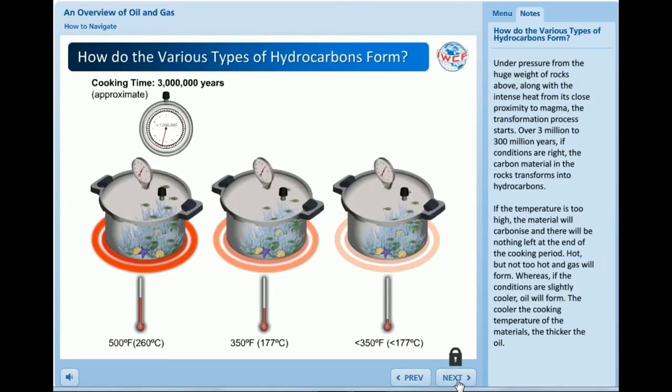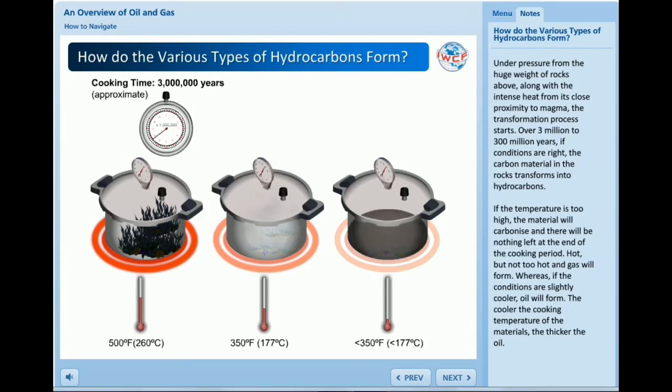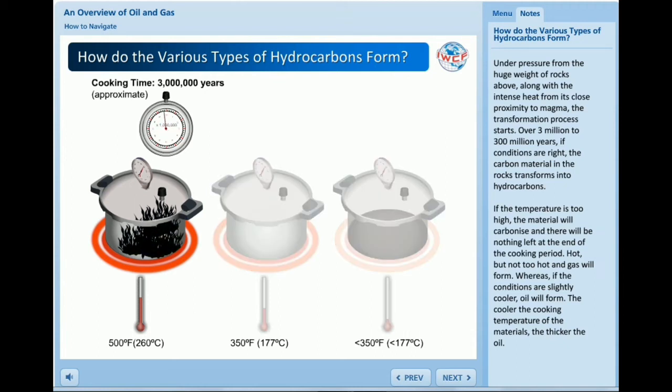Under pressure from the huge weight of rocks above, along with the intense heat from its close proximity to magma, the transformation process starts. Over 3 million to 300 million years, if conditions are right, the carbon material in the rocks transforms into hydrocarbons. If the temperature is too high, the material will carbonize, and there will be nothing left at the end of the cooking period.